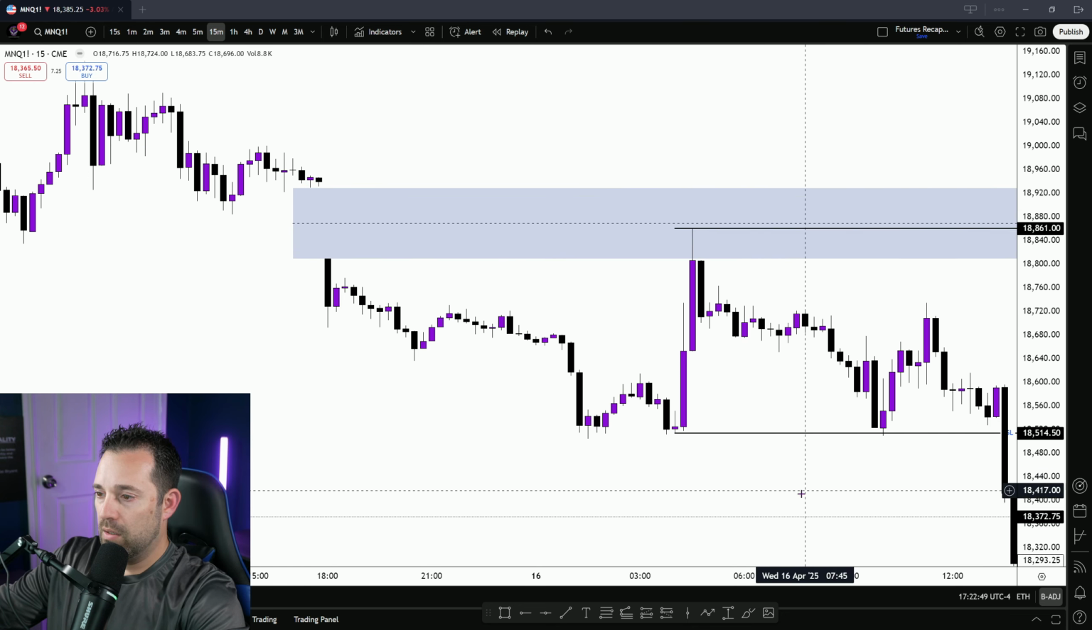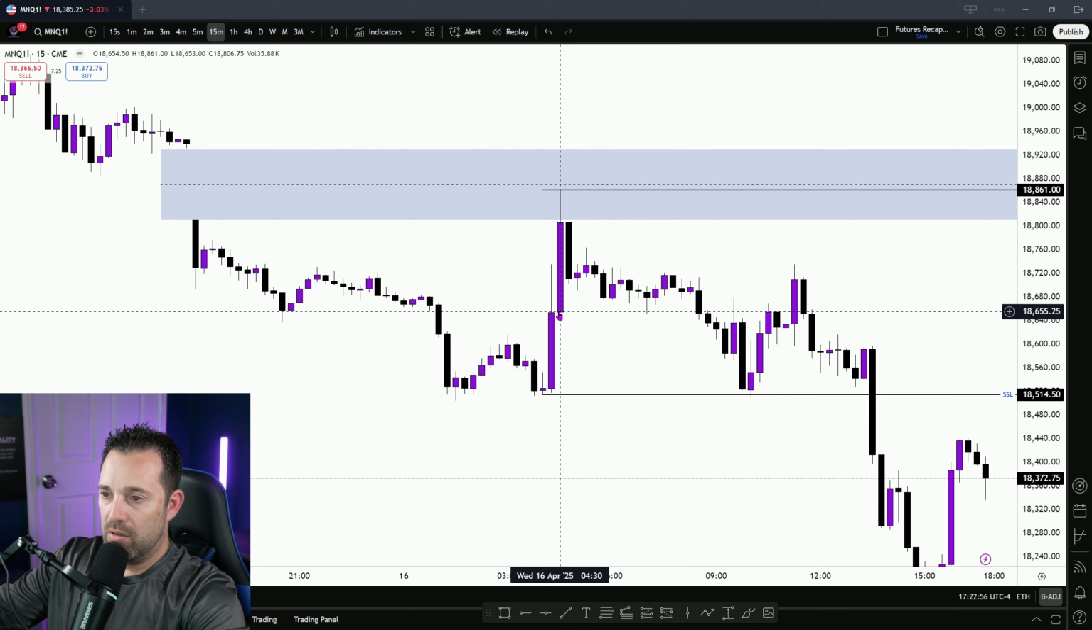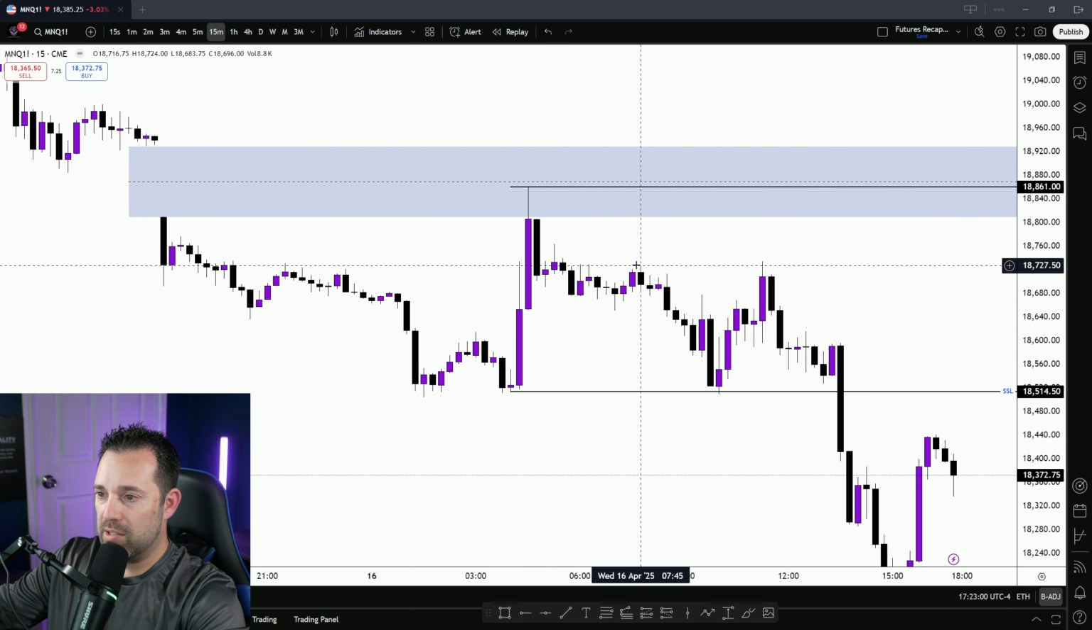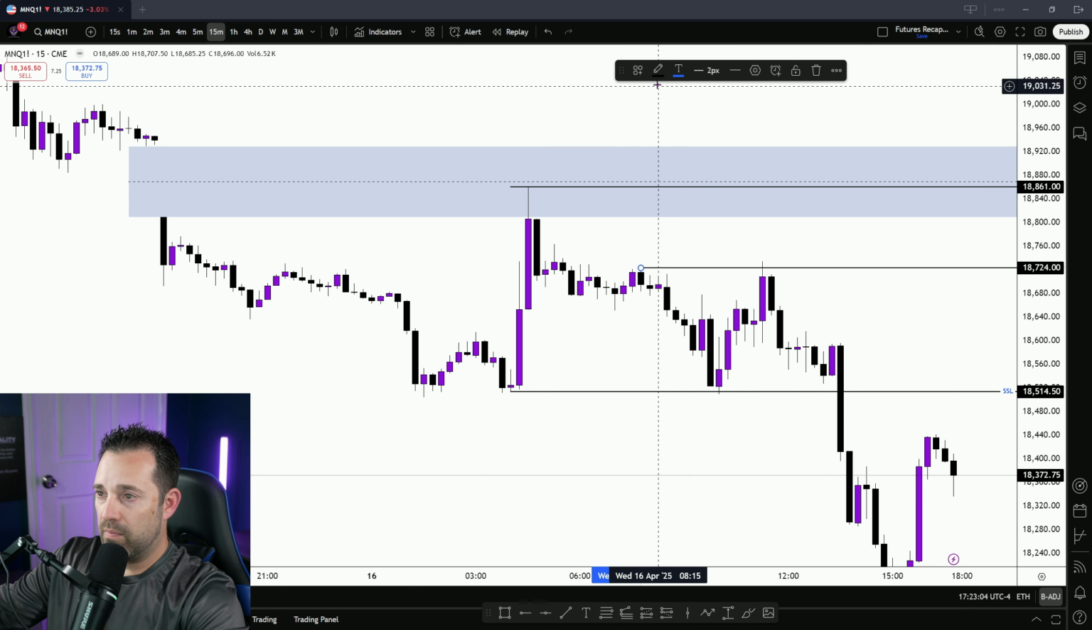Yeah. So the 15-minute chart, I had this as a sell side liquidity. Obviously, we had this gap up here, right? And then I was looking at this high right here, these equal highs, as a buy side liquidity. Right there.